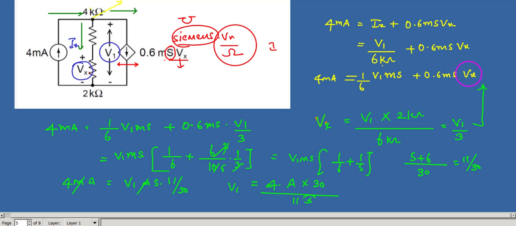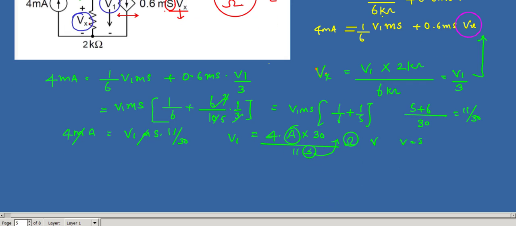Okay, so this Siemens, if I go to above, this is ohm, ampere into ohm, V equal to I into R, voltage. So this unit becomes voltage. So 4 into 30 by 11 is V1. So if you solve this, you get approximately 10.90 volts. So V1 is 10.90.